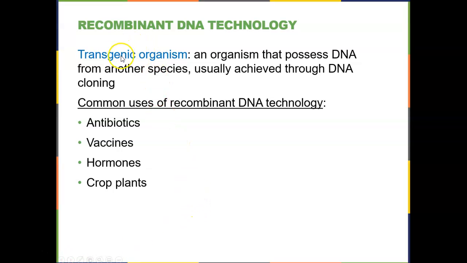So the organism is also called transgenic because it possesses DNA from another species. And there are lots of applications that we can use this recombinant DNA technology for. We can use it to make lots of antibiotics. So we can harness the use of fungi to make antibiotics. We can insert a particular piece of DNA, which will cause them to make more antibiotics for our use. Vaccines, this is how we make mass production of vaccines. We can harness the use of bacteria to create the various vaccines that we need.